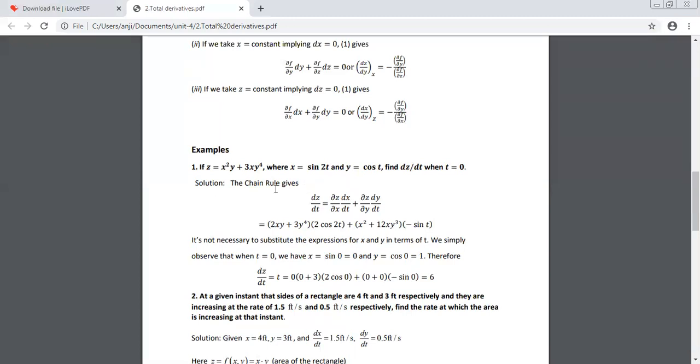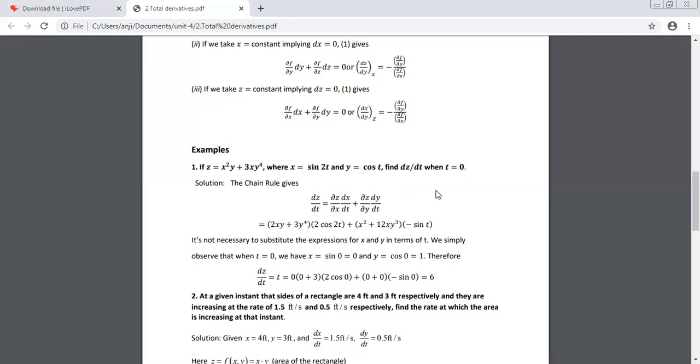So solution, the chain rule gives dz by dt is equal to ∂z/∂x into dx/dt plus ∂z/∂y into dy/dt. Now ∂z/∂x is equal to 2xy plus 3y⁴, dx/dt is 2 cos 2t, plus ∂z/∂y is x² plus 12xy³, and dy/dt is minus sin t.